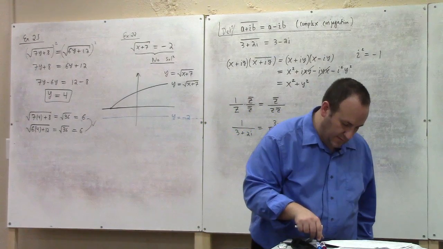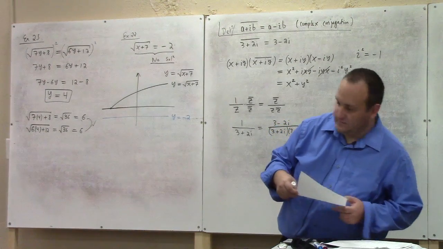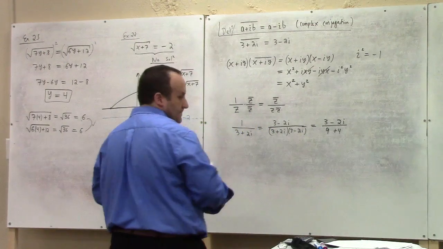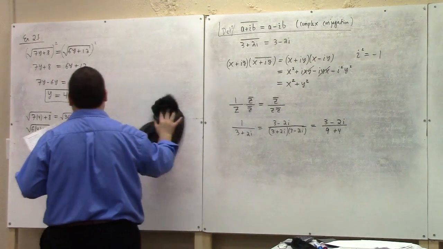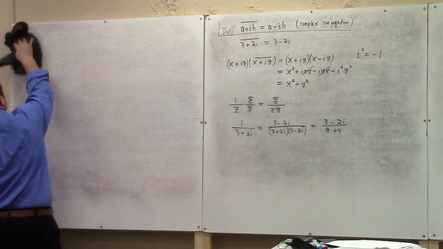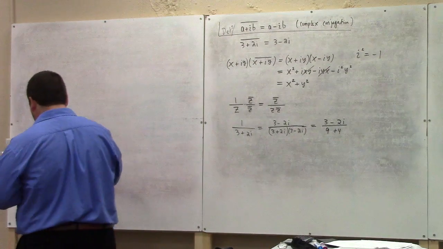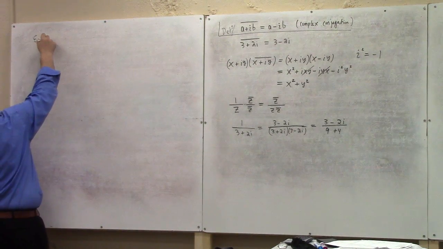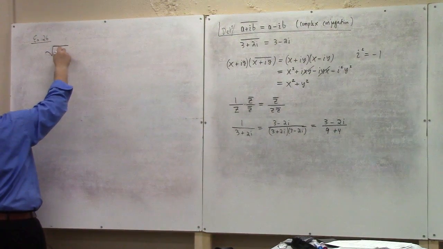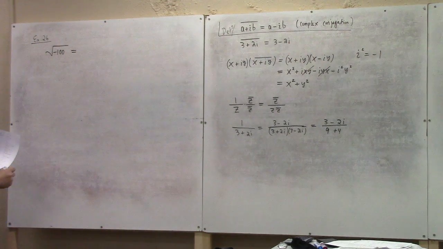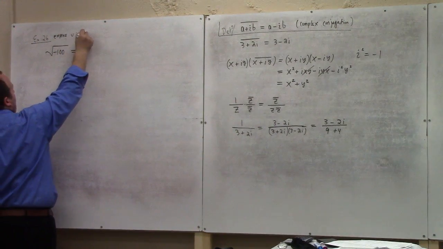Now, let me do some of our exercises. So exercise 26. We have the square root of minus 100. We're supposed to express this using i. It says express the i, if you will.